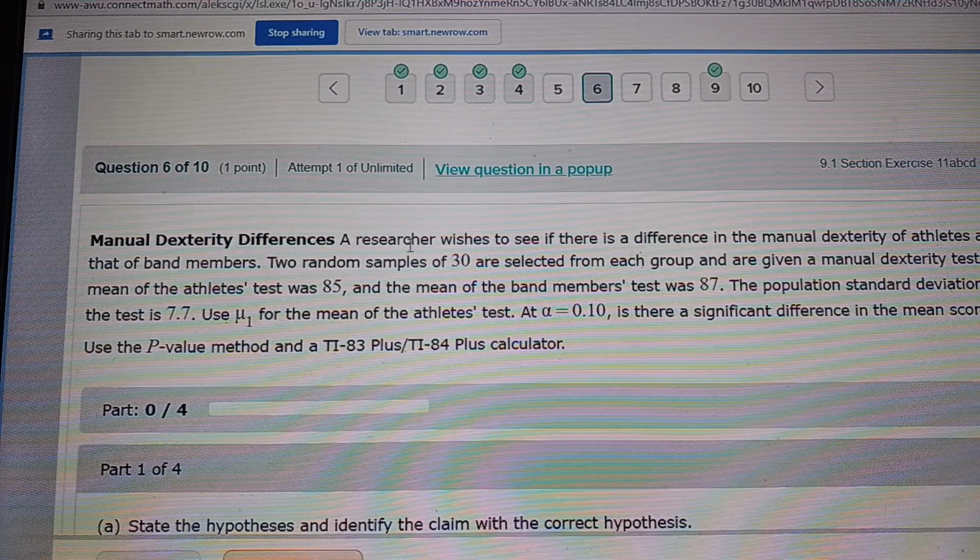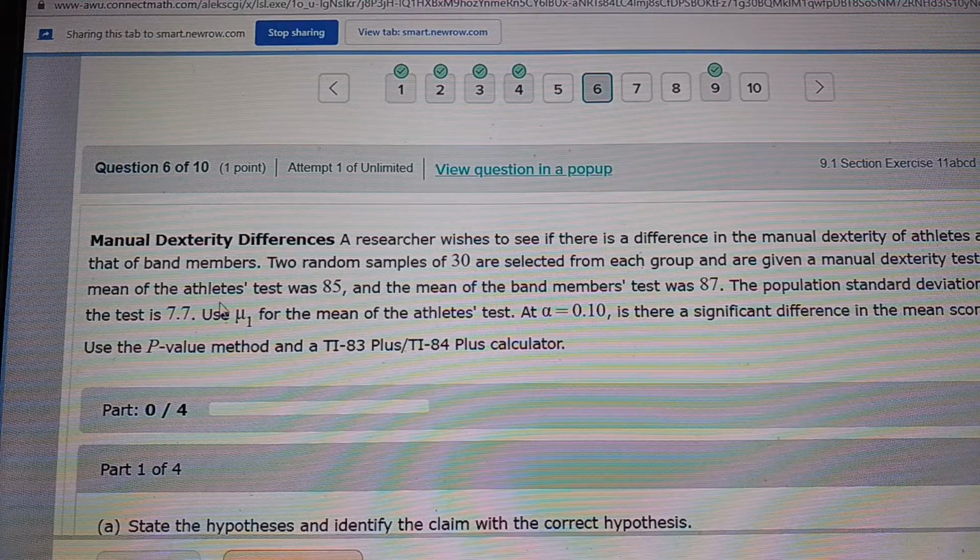A researcher wishes to see if there is a difference in the manual dexterity of athletes and band members. 2 random samples of 30. See, it's 2 samples. That's immediately chapter 9 right there. We've got two different populations, band and athletes. So that's why this is a chapter 9 problem. It's a two sample problem.